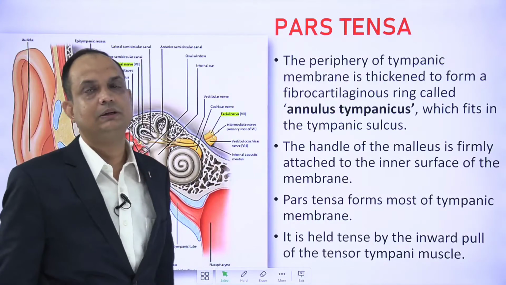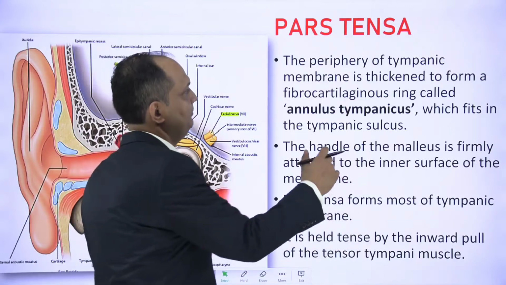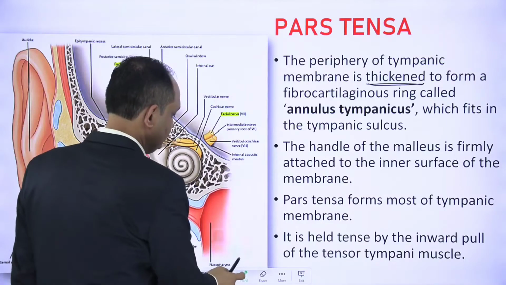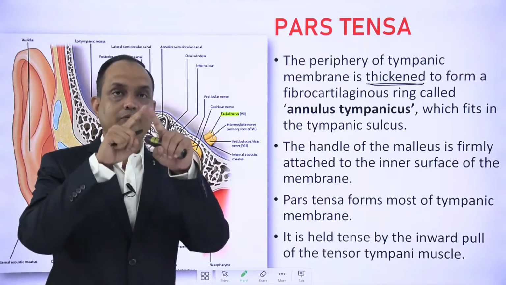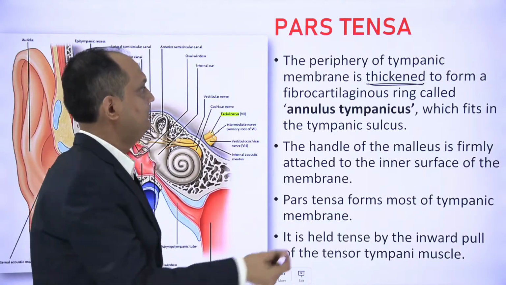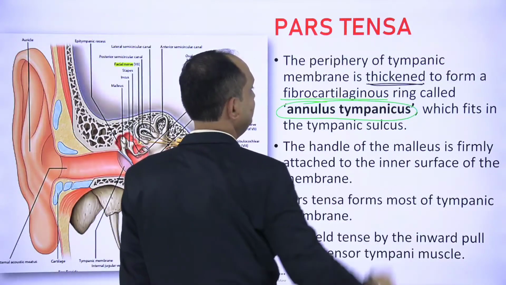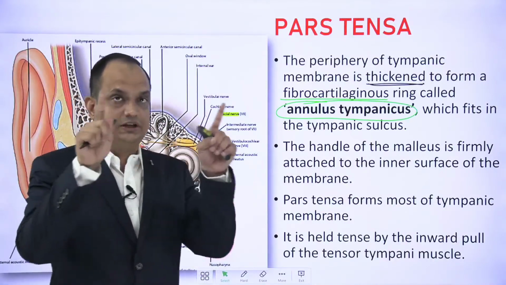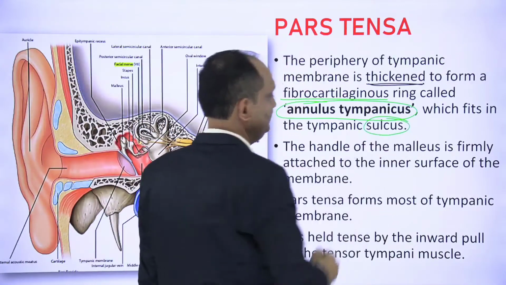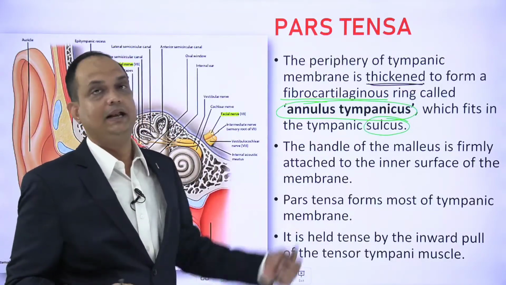Now first, the pars tensa. What are the features of pars tensa? The periphery of the tympanic membrane is thickened and forms a fibrocartilaginous ring. This is the first thing you have to understand: the ring has a thick margin, and that thick margin is known as the annulus tympanicus, which is made up of fibrocartilage. Now this thick margin fits into a groove present in the bone, and that bone groove is known as the tympanic sulcus.